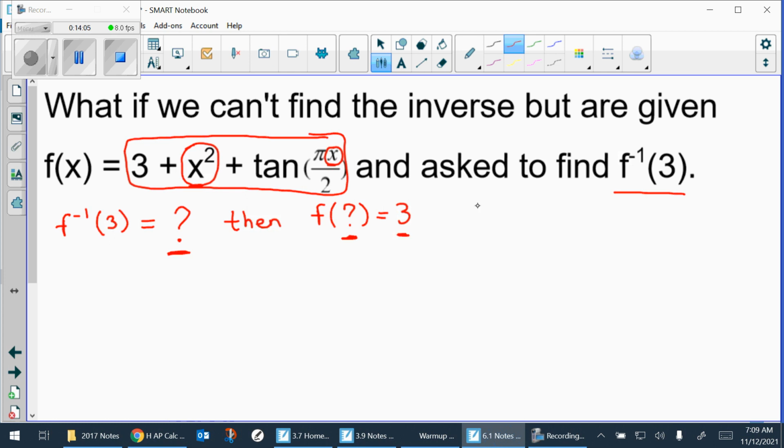And I think you would look at this and say, well, I think I put a 0 in there. 3 plus 0 squared plus the tangent of what amounts to be 0. And the tangent of 0 is 0. So 3 plus nothing, yeah. f of 0 gives you 3. So f inverse of 3 is equal to 0.